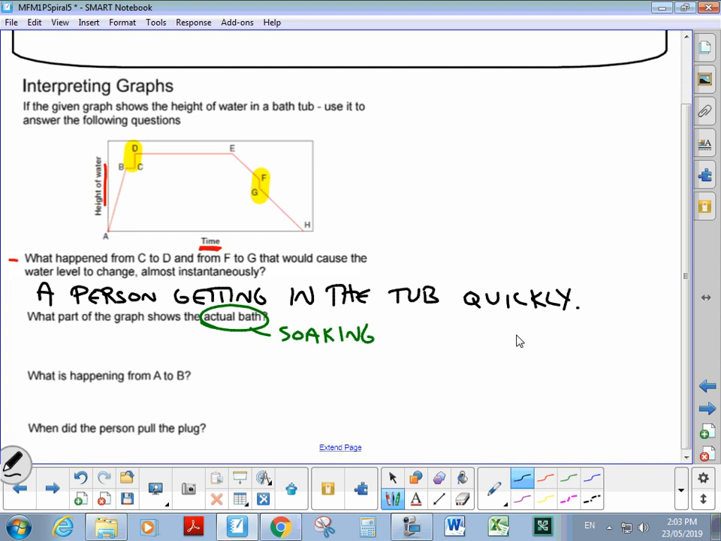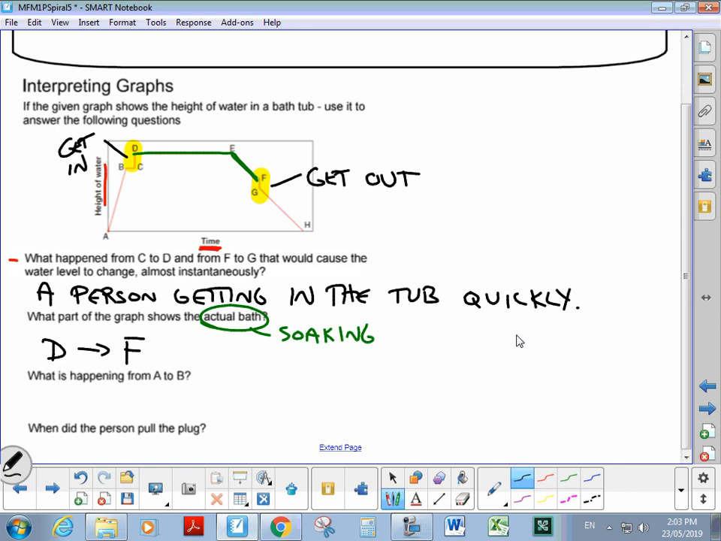Well, the section here would be D to E, because if this is where we get in, this is where we get out, then the soaking part will take place in between that. Which means that even this section here is part of the soaking process. So to answer this question, it would be from D all the way to F.